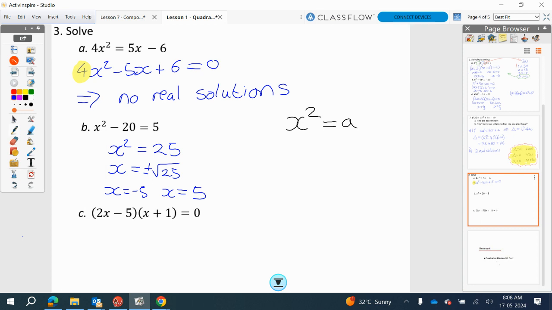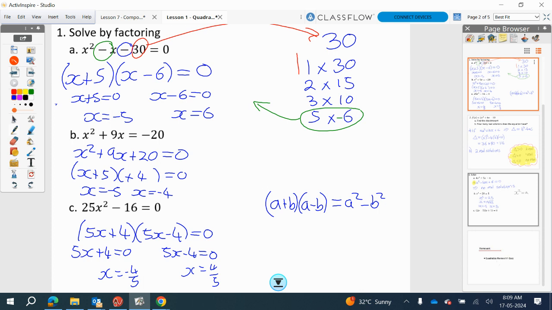Okay, our last technique is C. What should we do for C? Don't expand the brackets and go to standard form for this one. Don't expand. The whole point when solving by factoring is to get it into factored form. Once you've got it into factored form, you can solve.